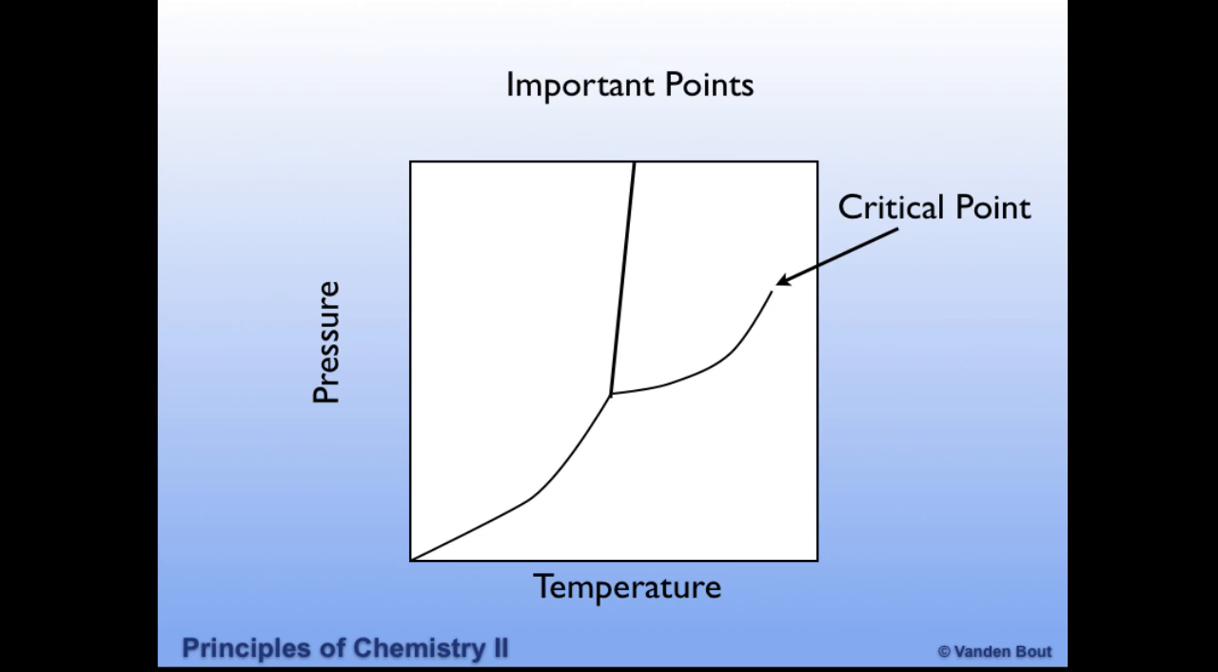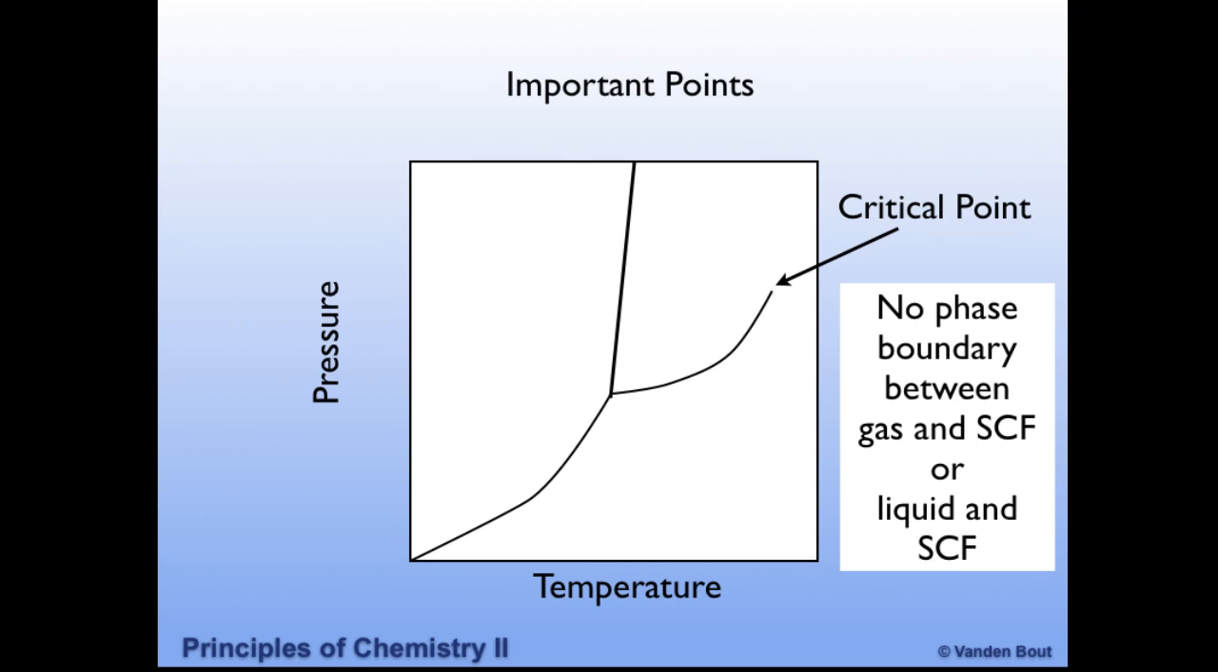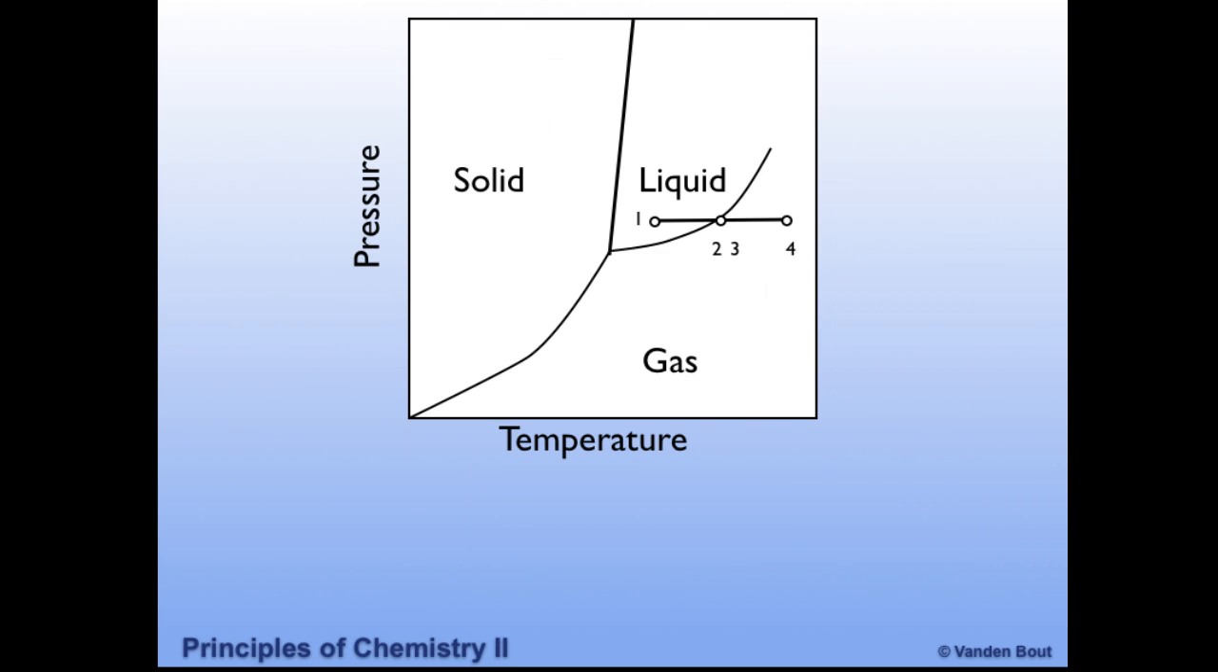It is possible to get from a liquid to a gas without undergoing a phase change by going up and around the critical point. That is, we never cross over the equilibrium boundary line where there's still a distinction between the liquid and the gas. So there's no phase boundary between a gas and a supercritical fluid or a liquid and a supercritical fluid. Those are continuous changes in density.